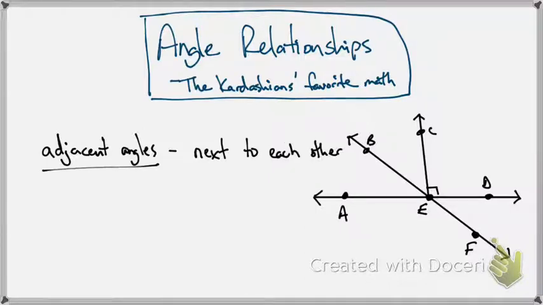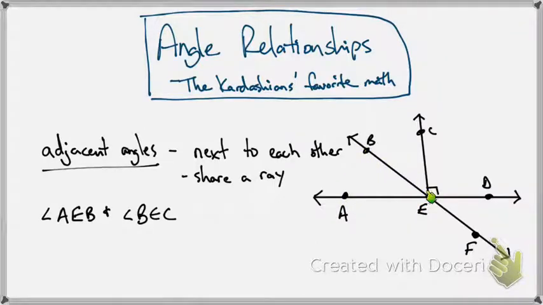Exactly. They're next to each other, and they're always going to share a ray. They share a ray. So there's a bunch of adjacent angles in this image to the right. I'm just going to point out a couple. Let's look at angle AEB and angle BEC. Those are adjacent, so I'll point those out, AEB, BEC. Notice they're next to each other. They share this ray, EB.